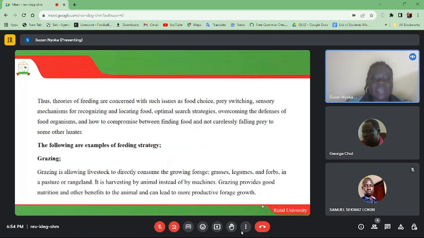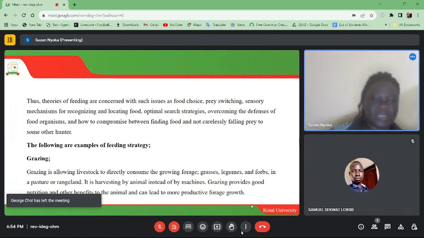Theories of feeding are concerned with such issues as food choice, prey switching, sensory mechanisms for recognizing and locating food, optimum search strategies, overcoming the defenses of food organisms, and how to compromise between finding food and not carelessly falling prey to other hunters. The following are some more examples of feeding strategy, as with those we defined earlier on. There are more still here.